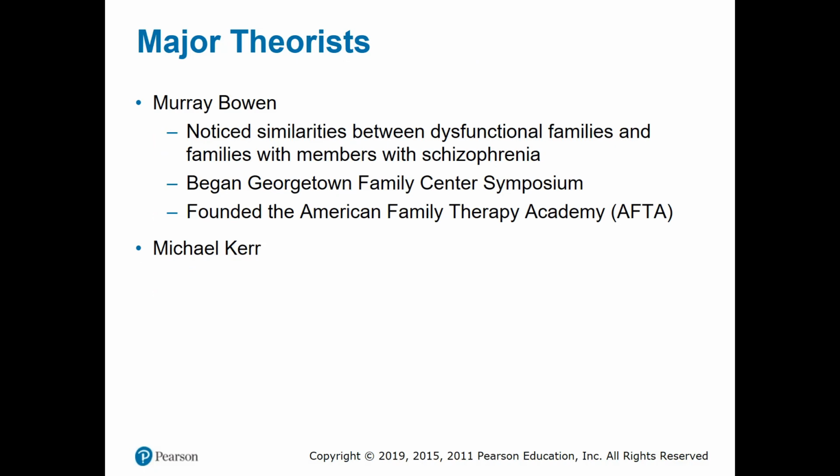He noticed similarities between dysfunctional families and families with members who have schizophrenia. He began the Georgetown Family Center Symposium, and he founded the American Family Therapy Academy. Michael Kerr was also a major theorist in Bowen systems approaches.